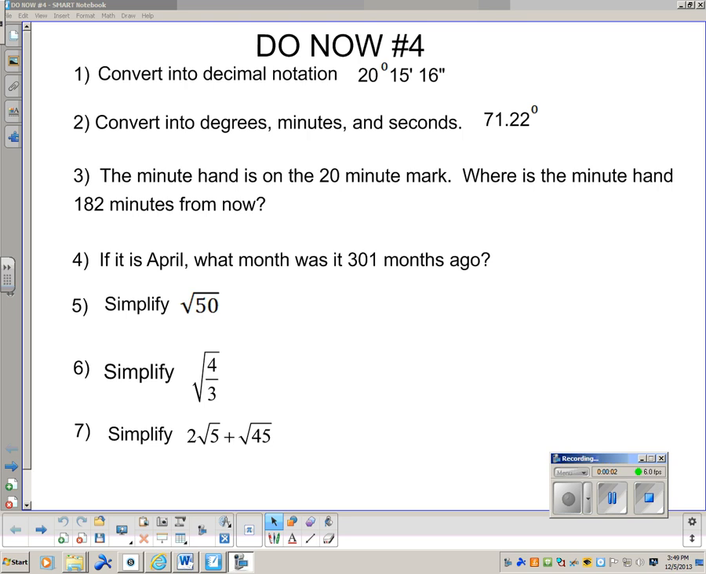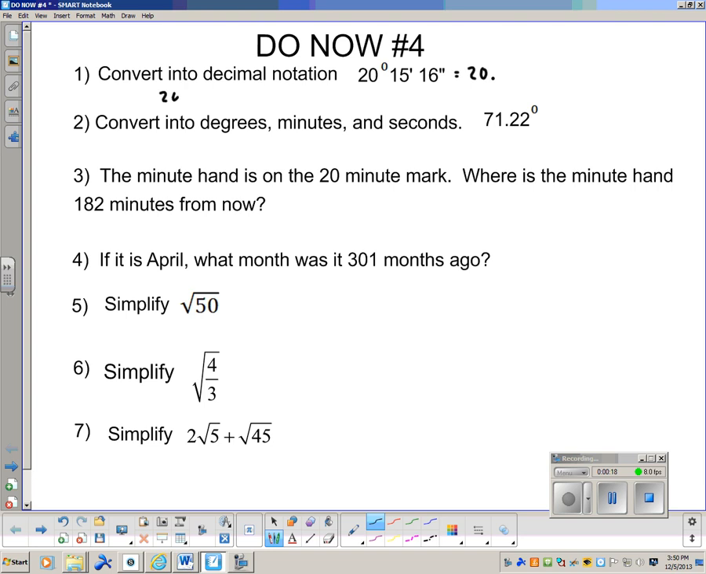All right, so hopefully you did a good job on this one. So let's look at this, because this is going to be the stuff that's going to be on your quiz today. So convert into decimal notation here. So we're going to get 20 point something. I can see that. So I'm going to put that there.